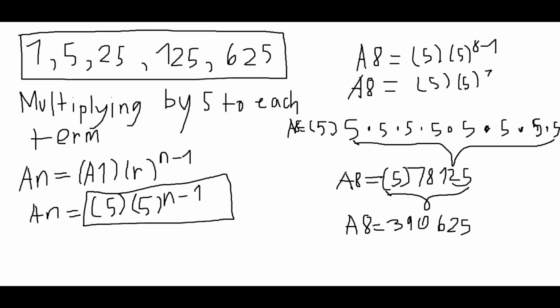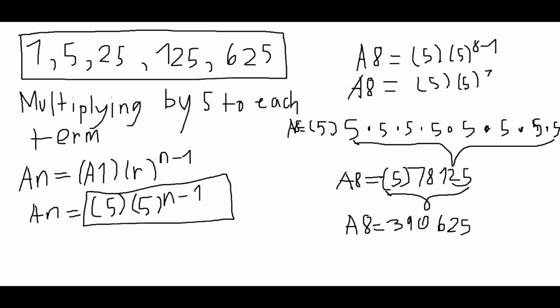Geometric sequence. Here's an example of geometric sequence: 1, 5, 25, 125, and 625. To get the next term, we multiply each term by 5. To get the nth term, we need to use this formula: a sub n equals a sub 1 times the common ratio raised to the power of n minus 1.